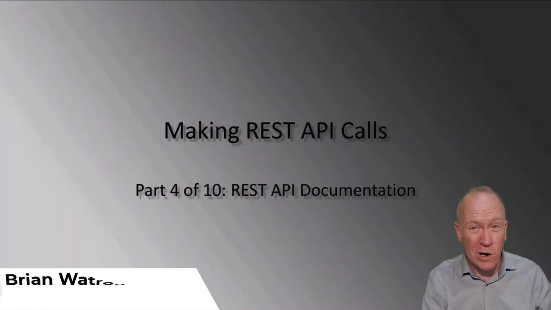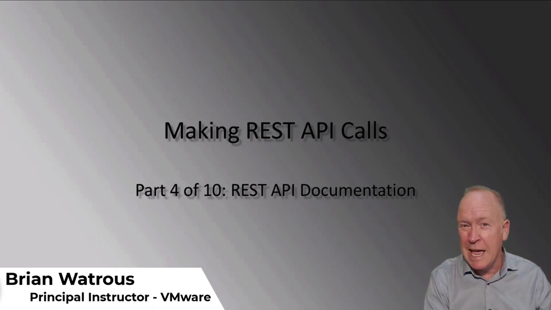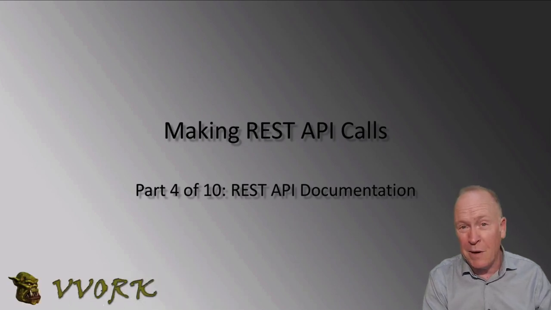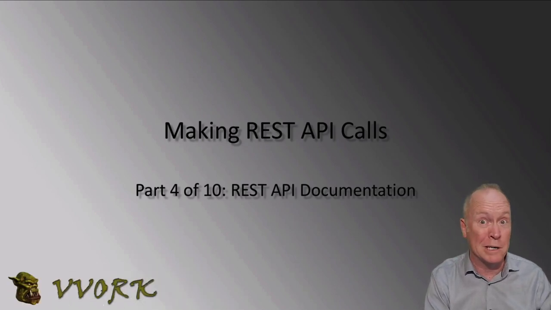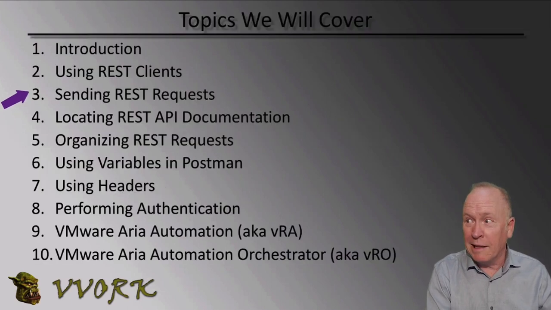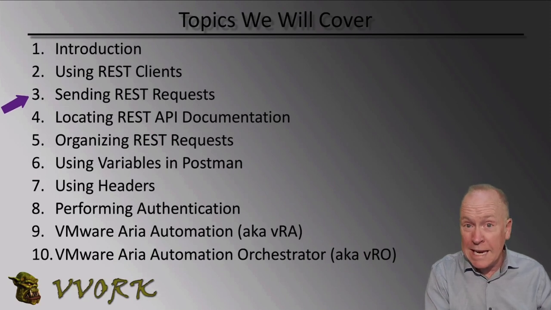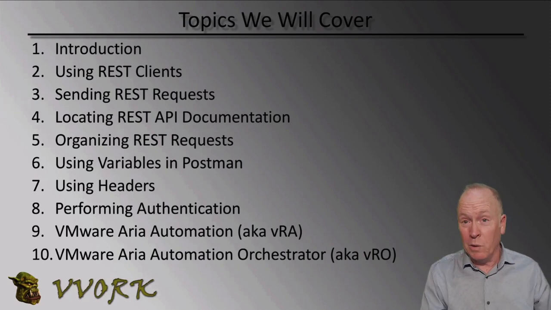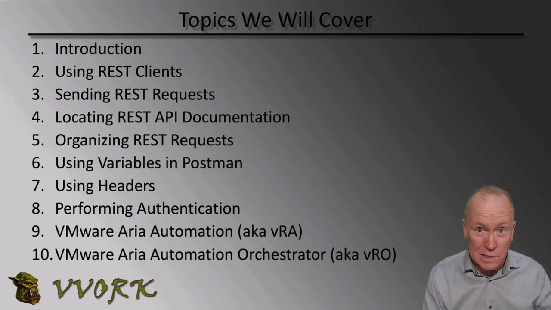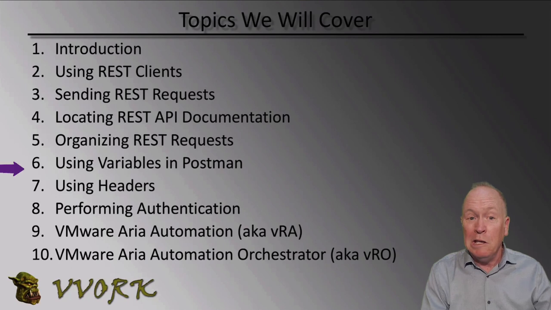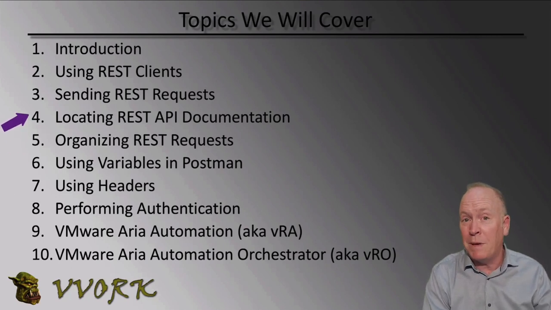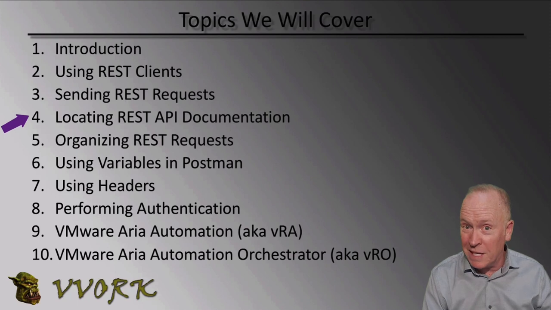This video is part 4 in a 10-part video series in which we're discussing how to make REST API calls. In this video, we're specifically going to be talking about how to locate the REST API documentation that you need. In the previous video, we talked at length about how to send REST requests. But in order to create your REST requests, you need to know what HTTP methods are available. You need to know what the URLs are for the different endpoints. So in order to find out that information and more, you need to know where to locate your REST API documentation. And that's what we're going to be talking about in this video.